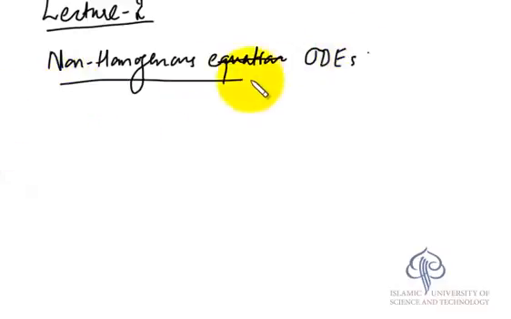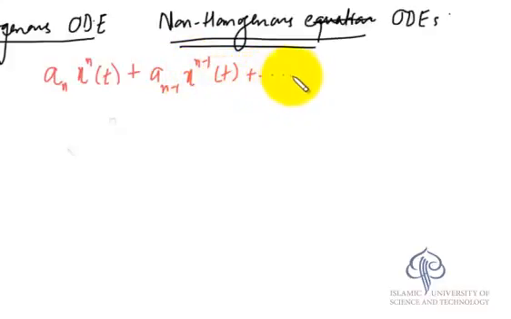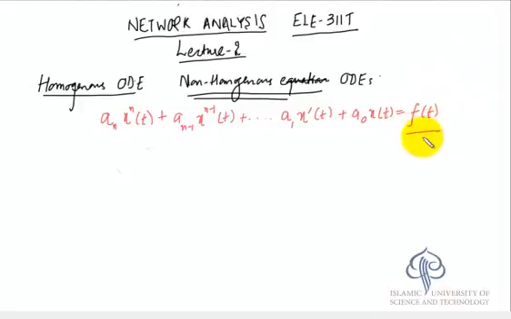So the general form of non-homogeneous ODEs is going to be, as we have seen before, a_n x^(n)(t) plus a_(n-1) x^(n-1)(t), and this is going to continue till you have a_1 x'(t), which is the first derivative, and a_0 x(t) is equal to f(t). So the difference is that this f(t) is not identically 0, so you get a non-homogeneous equation.